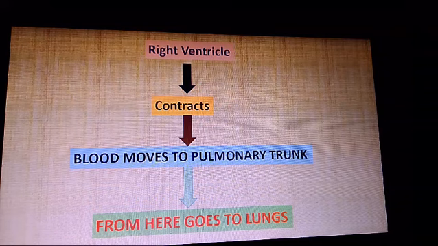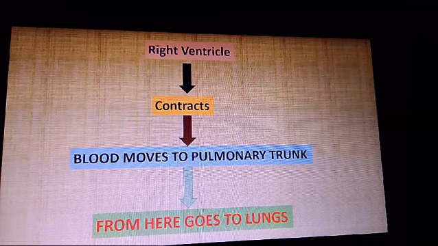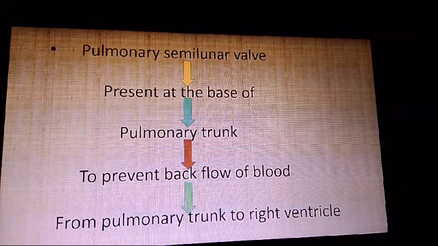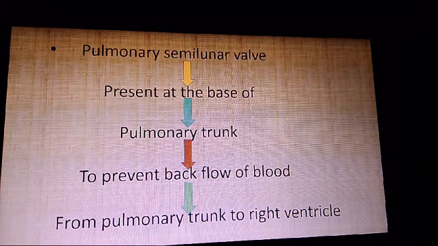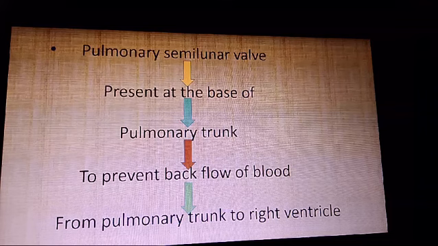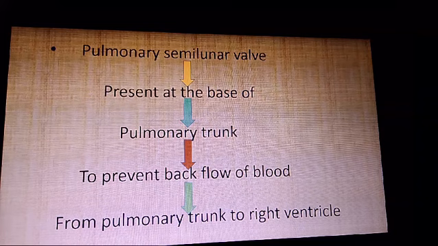When your right ventricle contracts, what happens? The blood moves to the pulmonary trunk. When the blood moves towards the pulmonary trunk, then from here it moves towards the lungs. Okay, pulmonary semilunar valve. Just like the tricuspid valve, the pulmonary semilunar valve is present at the base of the pulmonary trunk, which prevents the backflow of blood. The function of both types of valves is similar: preventing the backflow of blood. This valve prevents the backflow of blood from the pulmonary trunk to the right ventricle.